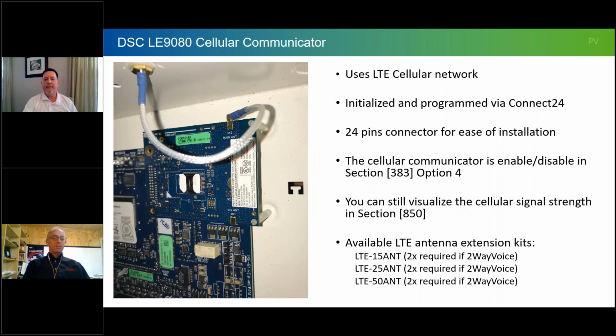Go ahead, Pierre. So we talked about the cellular options. We do have the DSC part, which is the LE9080, our regular cellular communicator. It goes on the LTE cell network, initialized and programmed through Connect24. As you can see on the picture, it snaps on the main board on that 24 pins connector. As far as the signal strength, you can go through programming section 850 to visualize your cell strength. And in case you need to get a better signal, we do have options with different antenna kits from 15 to 50 feet.